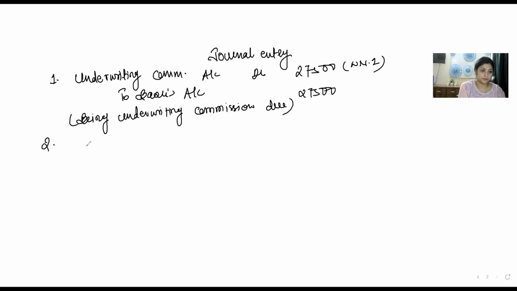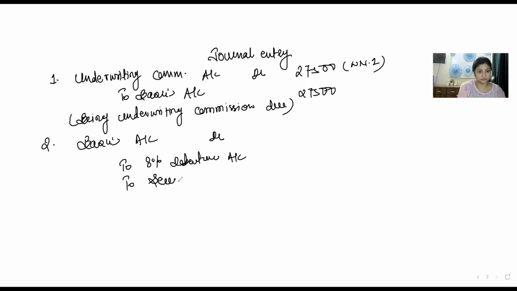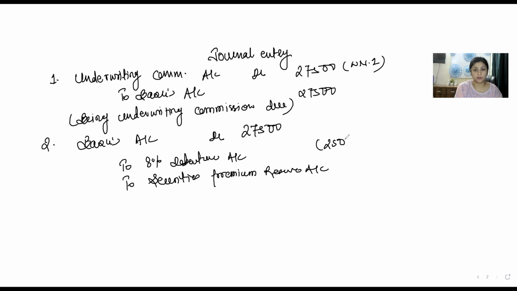Second entry will be the payment entry. So Basu's account debit to 8% debenture account, these were 8% debentures, to securities premium reserve. Here it is going to be 27,500, his commission amount. Here 250, which is the number of debentures, multiplied by 100. So this is going to be 25,000. And here it is going to be 250 multiplied by 10, as he is being issued debentures at 10% premium. So 2,500. I hope things are clear till here.